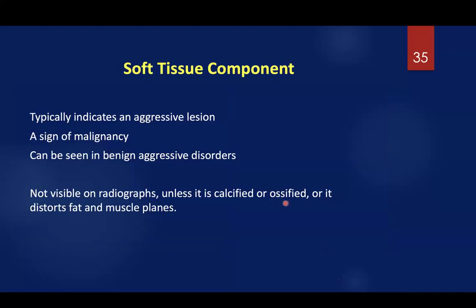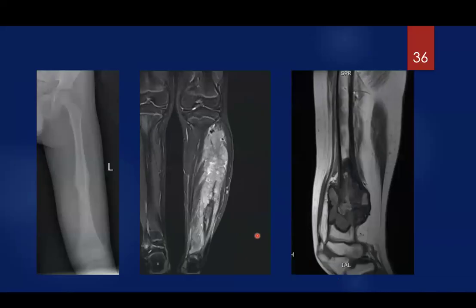Now, a soft tissue component typically indicates malignancy, but can also be seen in benign aggressive disorders, and we will talk about what we mean by benign aggressive. Okay, it is not visible on X-rays unless it is calcified or ossified, but you might see distortion of the fatty planes and muscle planes. So just always keep an eye on the muscle planes and fatty planes.